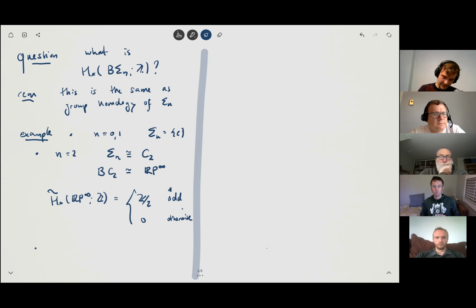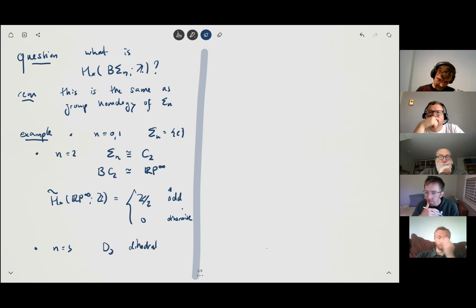Let's do one more, which is n is equal to 3. So this is a dihedral group, D3 with 6 elements. So the symmetries of a triangle.